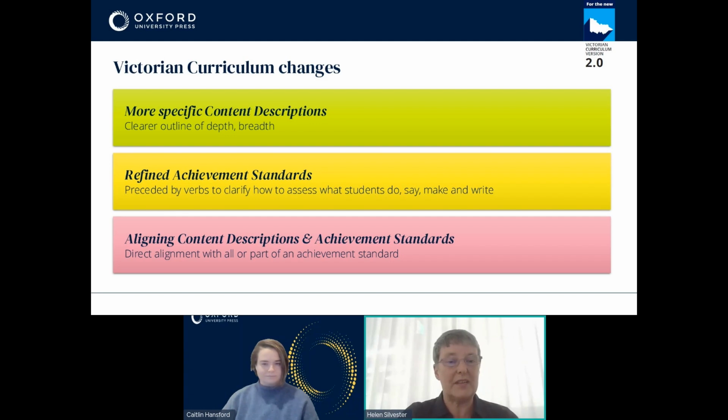And then, of course, there is the aligning of the content descriptors and the achievement standards. And you will find that there is very strong correlation between the description of what you need to teach and the achievement standards that you need to report against. So that alignment has been strengthened quite a bit.